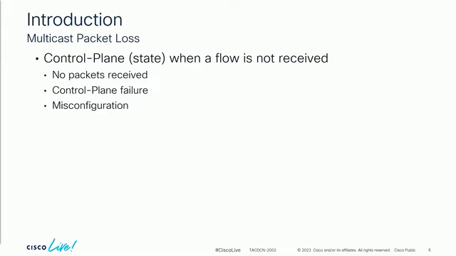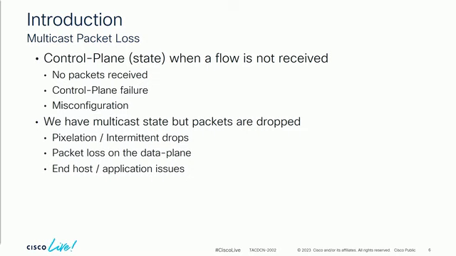So for that reason, we need to make sure that the control plane state is good throughout the whole path. That kind of issue tends to manifest itself as no packets received at the receiver, and misconfiguration is a common cause of that. Now, another type of packet loss would be partial packet loss, manifesting itself as pixelization of a video stream, for example. That's the kind of thing you would expect to be caused by congestion, corrupted frames, or maybe an issue at the application.